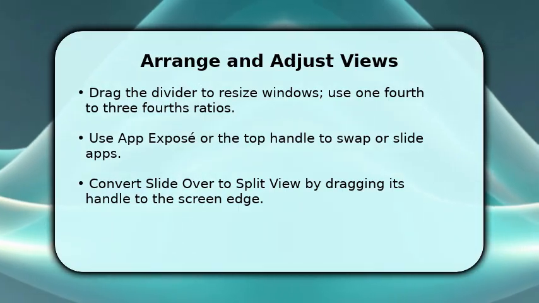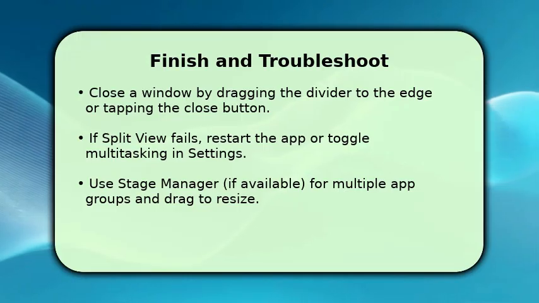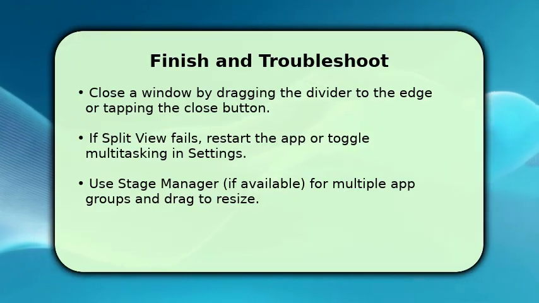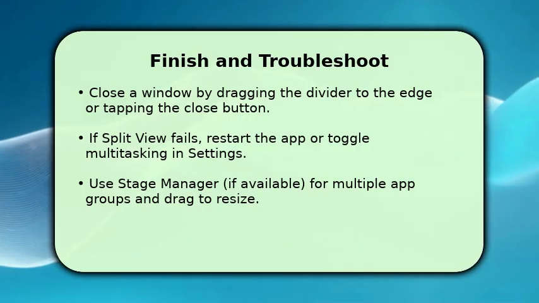To finish, refine placement and close any extra window by dragging the divider fully to one side or tapping the small close control. If things don't behave, split view won't initiate or windows jump, quit and reopen the apps or toggle multitasking in settings, then retry. This resets the window manager.